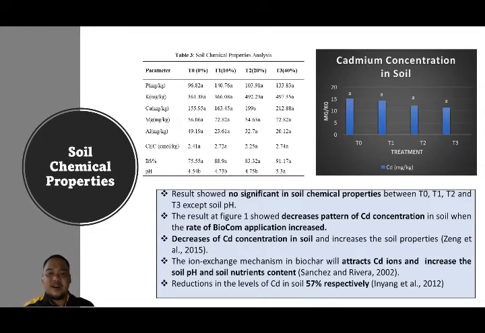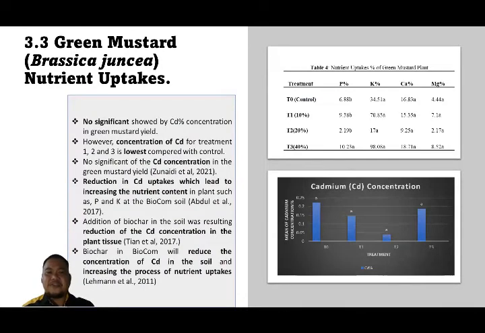Next, we move to the green mustard nutrient uptake. As we can see from table 4, the result shows no significant difference in Cd percentage concentration in the green mustard yield. However, the concentration of Cd for treatments 1, 2, and 3 is the lowest compared with the control, as shown in figure 2.